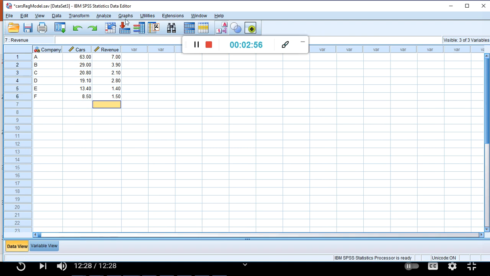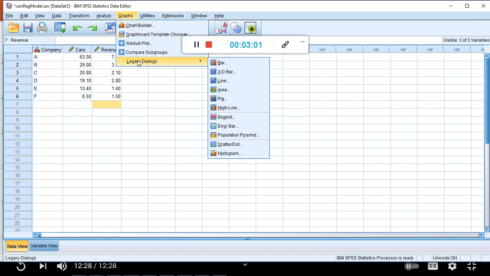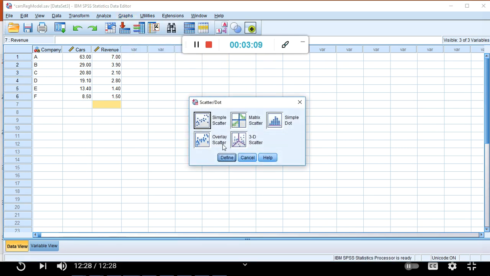So the first thing I'm going to do, like I said, I'm not going to be a hypocrite. I'm going to take my own advice. I am going to do a scatter plot of cars and revenue. Now I know that revenue in this case is going to be my y variable, because it's kind of clear that that's something we want to predict. So I'm going to be consistent and do that as y.